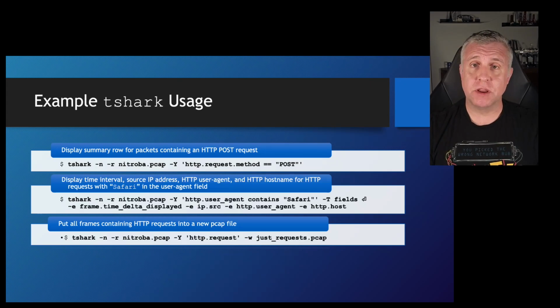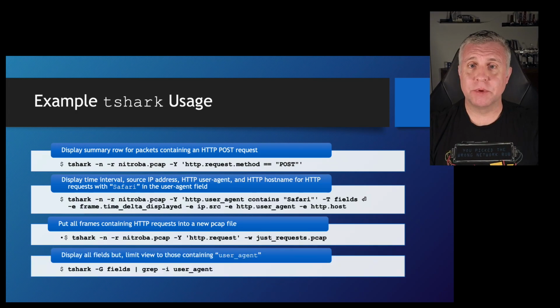But instead of outputting information to the console or to the shell, now we're going to be writing out a new PCAP file. With -w, this new PCAP file that's being created will only contain the packets that have an HTTP request. So we're doing a data reduction based on a layer 7 parameter, the presence of an HTTP request.